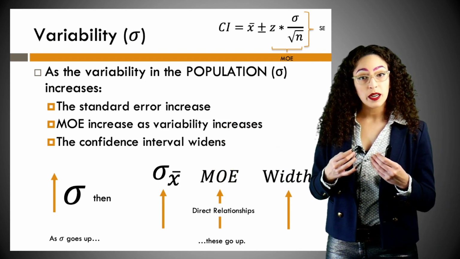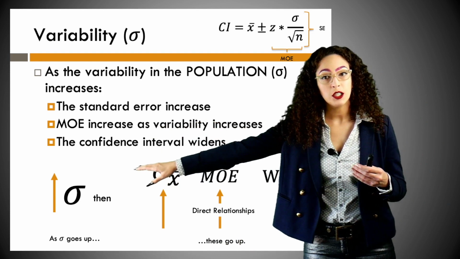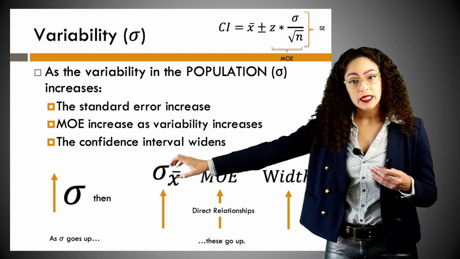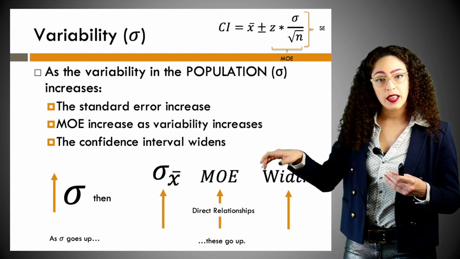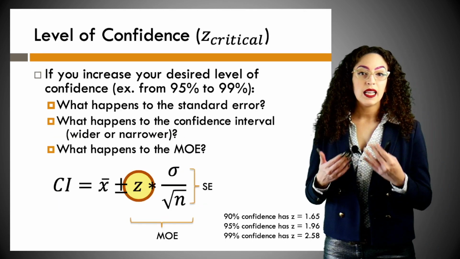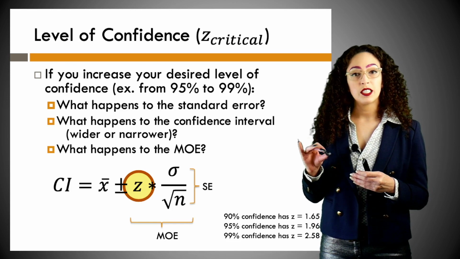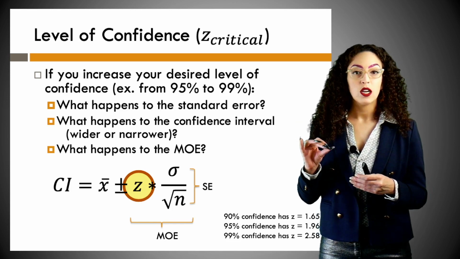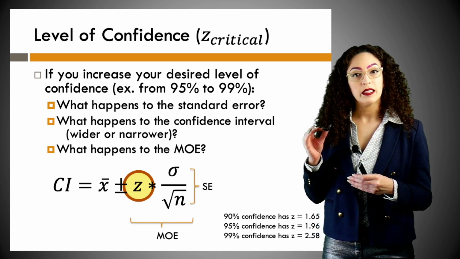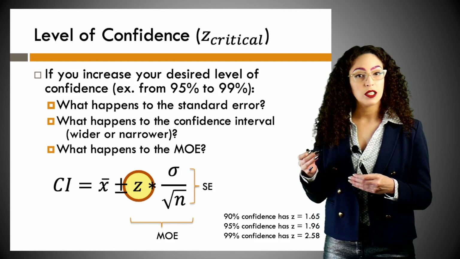So this is a direct relationship. There is a direct relationship between variability, standard error, margin of error, and the width of your confidence interval. And lastly, let's look at the level of confidence. If you increase your desired level of confidence from 95 to 99, what will happen to your standard error, the confidence interval's width, and the margin of error?